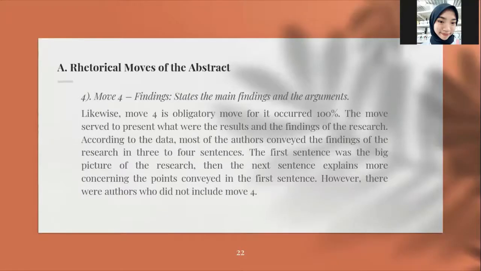Findings states the main findings and the arguments. Likewise, move 4 is obligatory move where it occurred 100%. The move served to present what were the results and the findings of the research. According to the data, most of the authors conveyed the findings of the research in 3 to 4 sentences. The first sentence was the big picture of the research, then the next sentence explains more concerning the points conveyed in the first sentence. However, there were authors who wouldn't include move 4. Next slide, please.